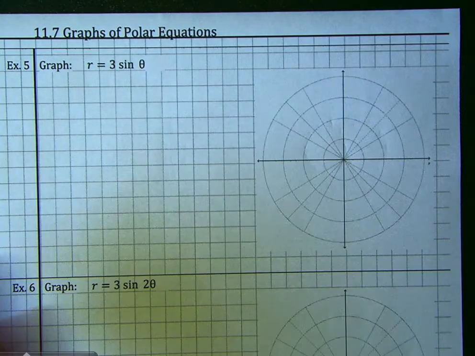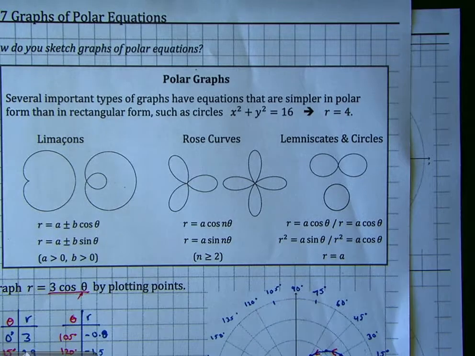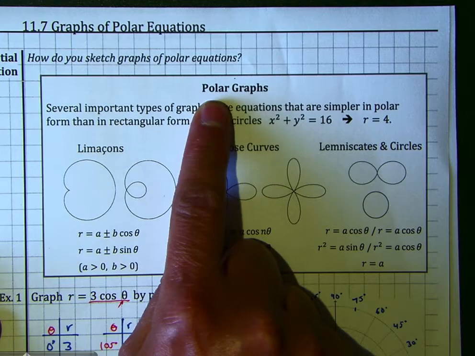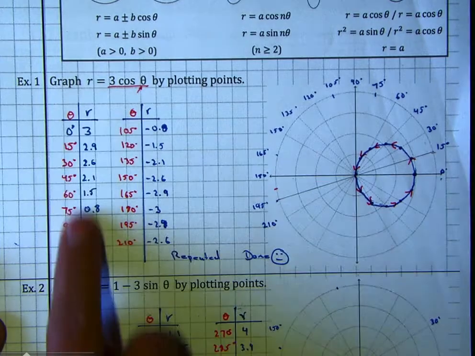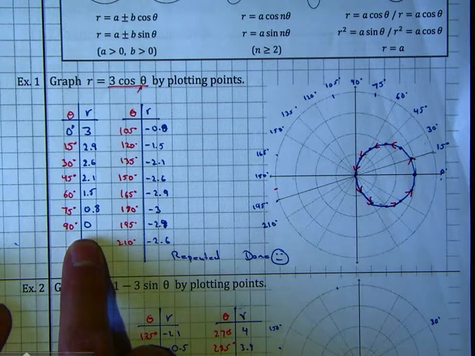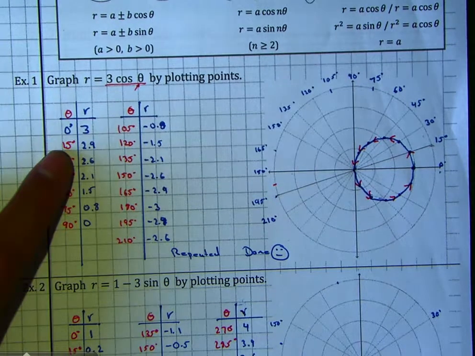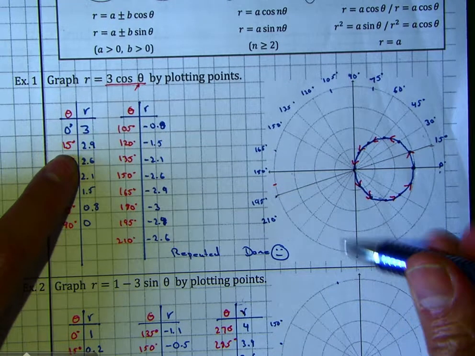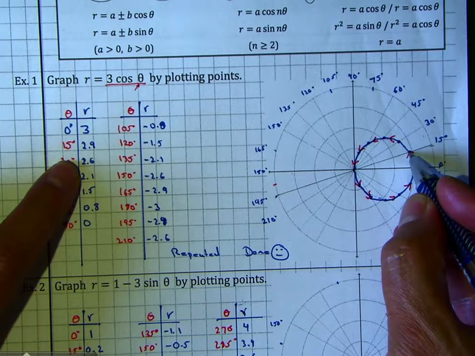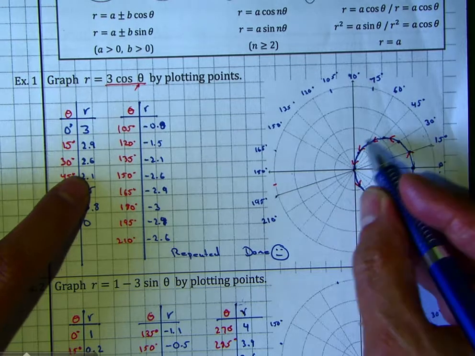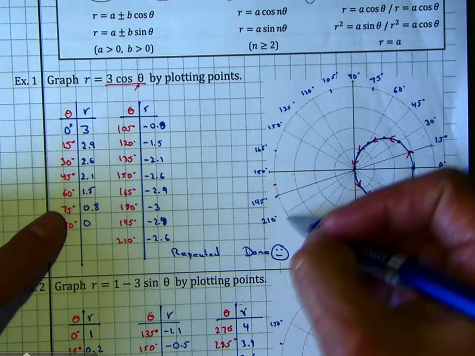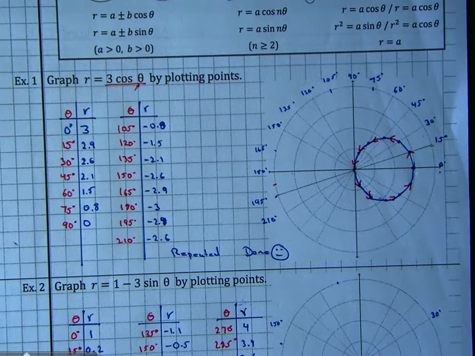Now let's revisit what we covered on 11.7 so far. We know how to graph polar graphs using just a table of values, just like we did in Algebra 1, correct? In Algebra 1, we learned how to plot points. 0 degrees is 3, 15 degrees is 2.9, and then we just connected them, same thing as in Algebra 1, graph points and then connect them with a straight line.